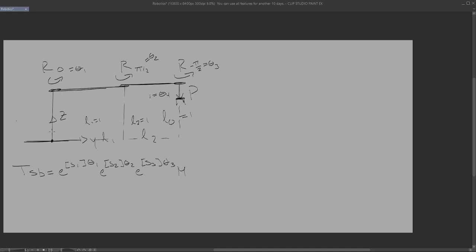So here is the base frame. Let's call this base S, and here's the other frame. This is base B. Now, usually with different frames, as you've seen in previous chapters, they would probably be in different positions, different directions. However, in this example, Z and Y.